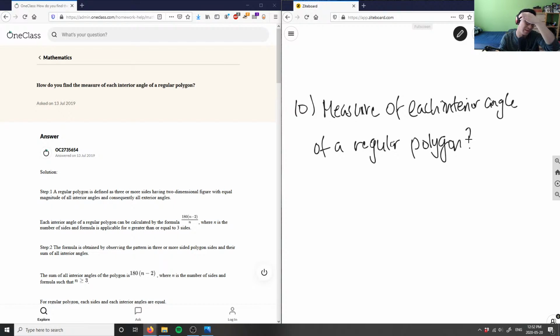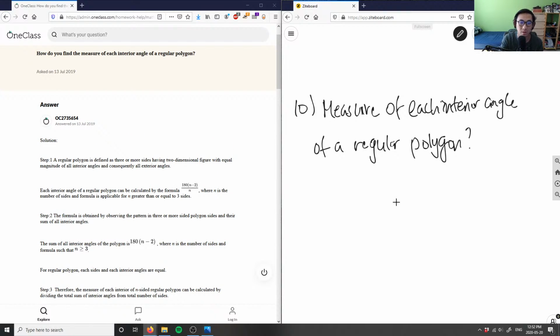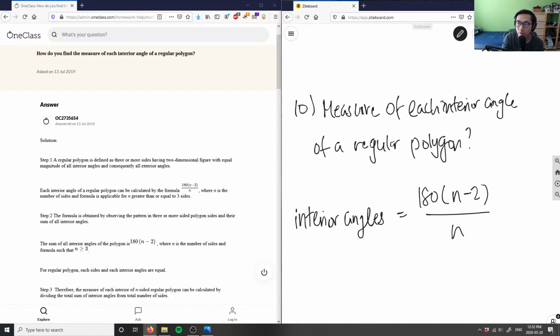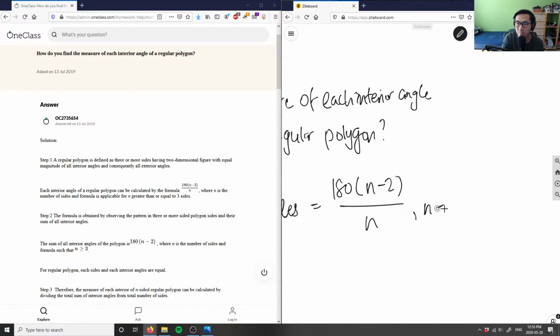So if we want to figure out the interior angles of a polygon, what we have to know is we're actually given an equation to calculate this. And the equation is actually given in our solution here, which is really nice. So you can say the measure of each interior angle is going to equal 180 times n minus 2, divided by n. And what is n here? Well, n here is simply the number of sides in the polygon.